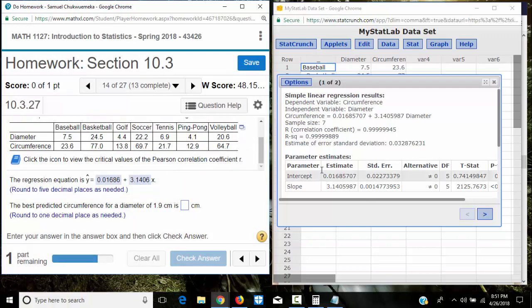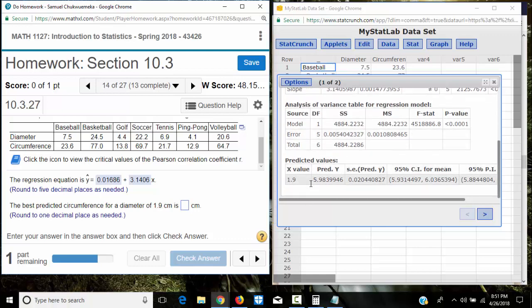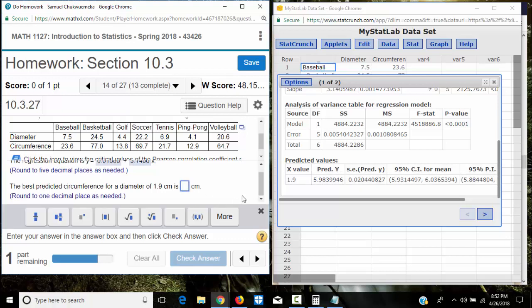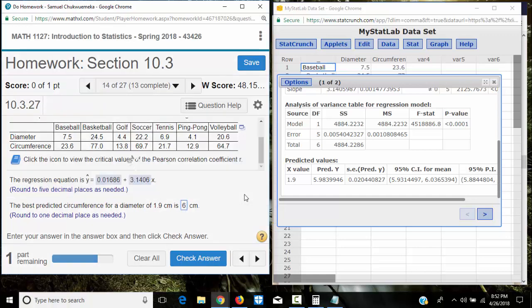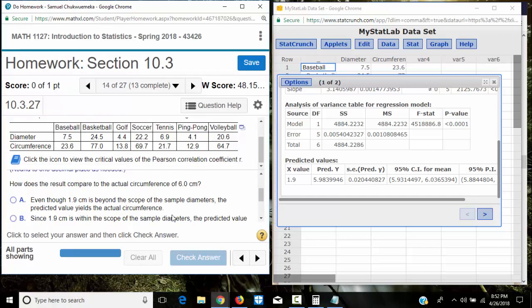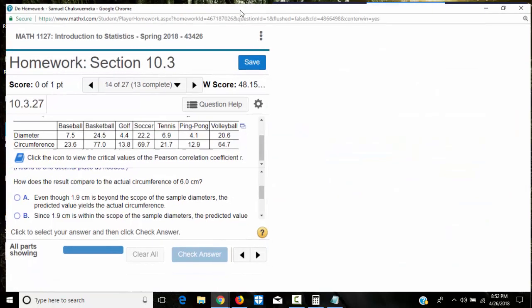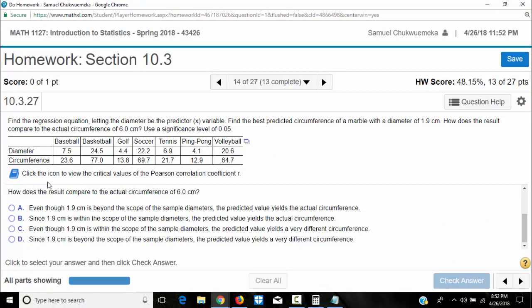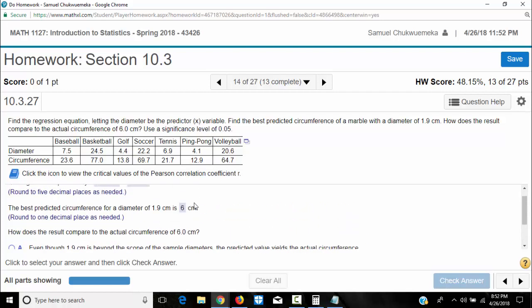Best predicted circumference. So scroll down here to 1 decimal place as needed. Will give us 6 because the next digit, 8, is more than 5. So it's just gonna give us 6 or 6.0. Doesn't matter because it says as needed. So how does the result compare to the actual circumference of 6? Oh, it's the same thing. As you can see here, it's the same.